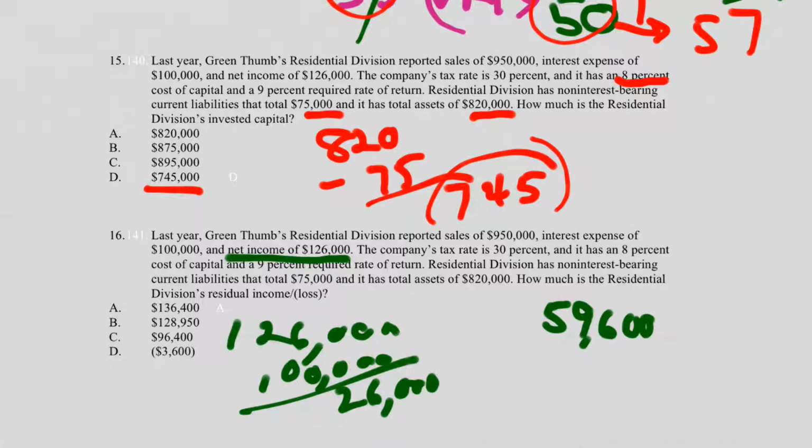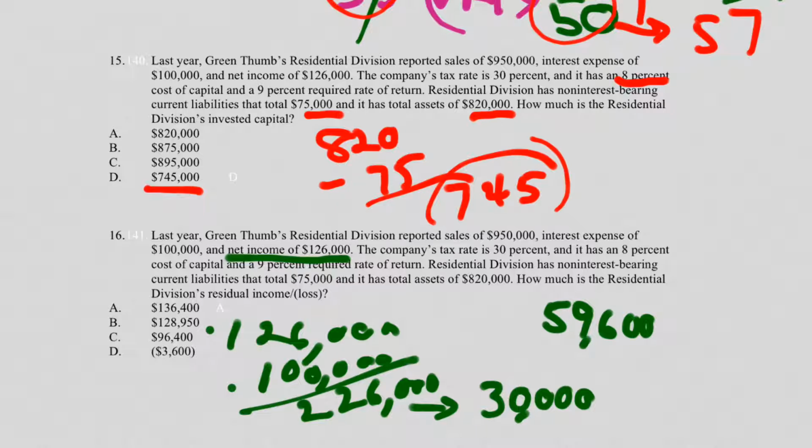Now you want to do the following. You want to add back, what am I doing? Oh, I'm doing something wrong. You want to add in the interest expense, which makes this 226. There's the net income, there's the interest expense, so you add that in. Now you need to subtract the tax effect on adding back the interest expense. You're going to subtract 30,000, 30% of 100.